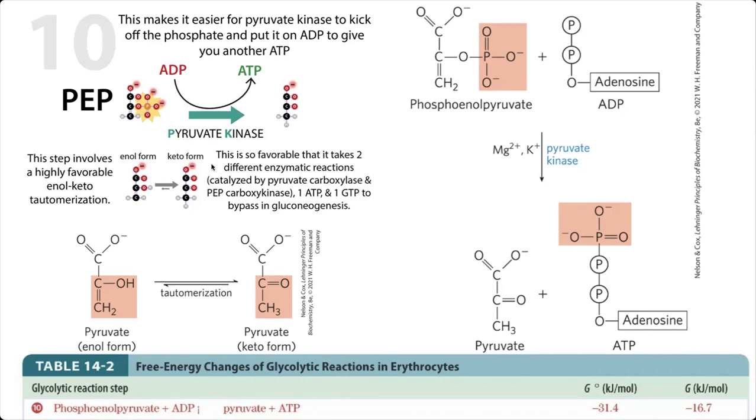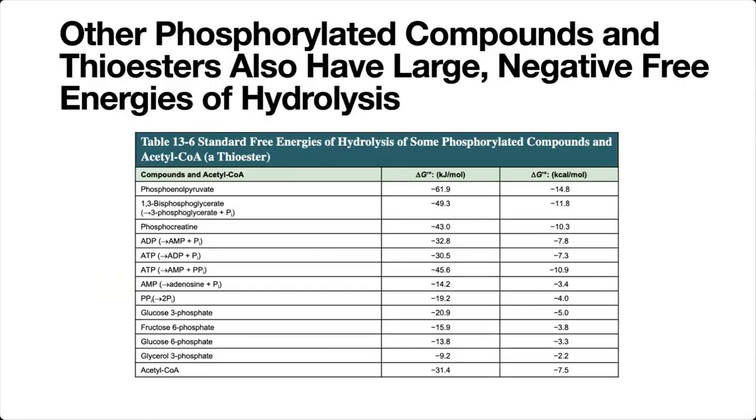We're able to do this because we're trapping this enol form. Once we release that phosphate group, we're able to tautomerize into the keto form. The energy from that tautomerization is very, very favorable. It's going to drive this reaction forward, and we'll see that we have a very negative delta G, a big bang at the end of the pathway. So if we look here, we have phosphoenolpyruvate.